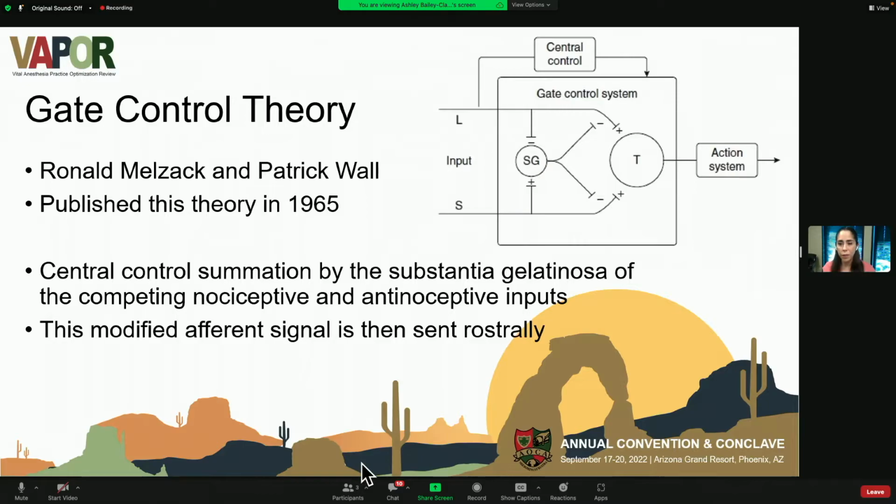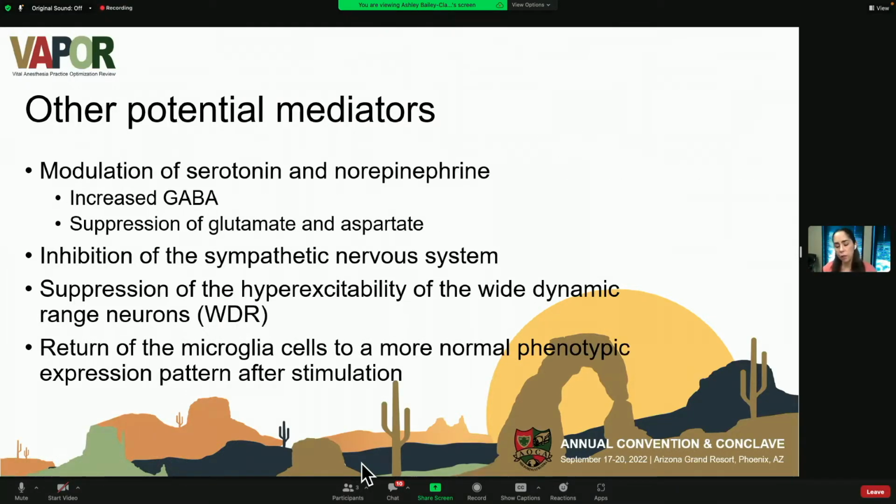However, with some newer indications, we now think this is probably not the only thing that's going on. So what else is going on? Other potential mediators, obviously we're modulating serotonin and norepinephrine. As y'all know, this is going to increase our GABA, and suppress glutamate and aspartate. We also think there's a lot of modulation of the sympathetic nervous system. Some newer research has also shown that we are suppressing some hyperexcitability of the wide dynamic range neurons in the dorsal root. And more recently, Dr. Vallejo has shown that there is return of the microglia to a more normal phenotypic expression. This was done in a rat model, which we'll go over in a little bit.